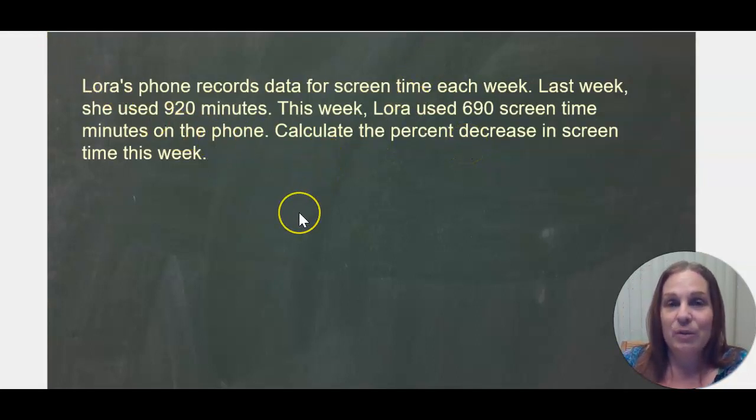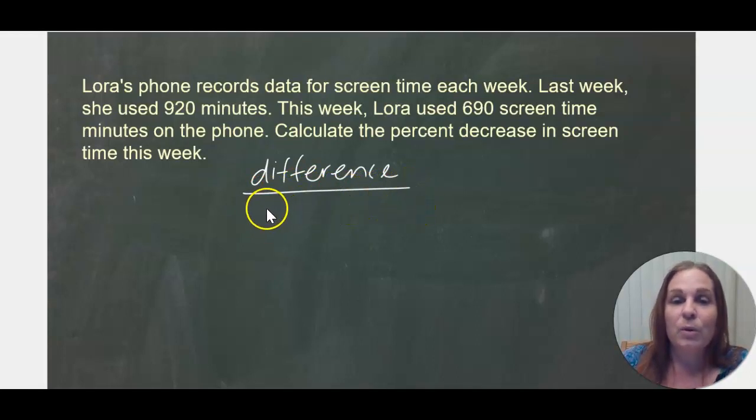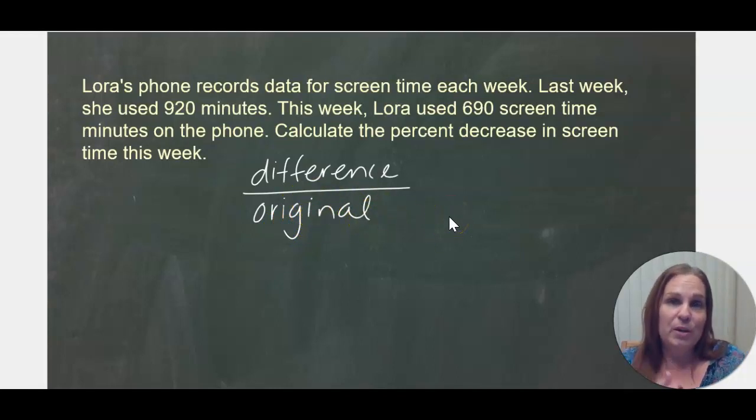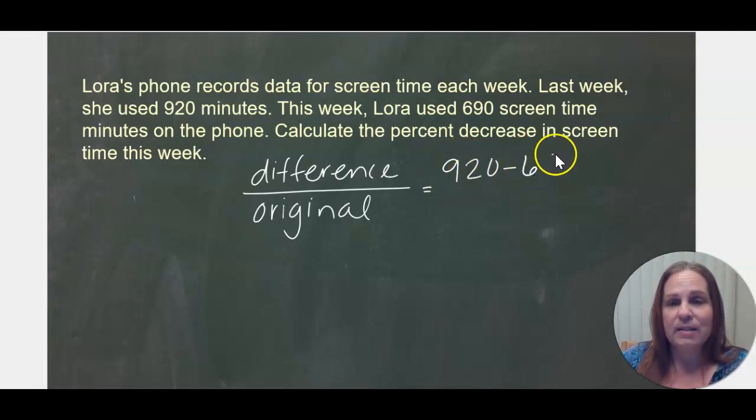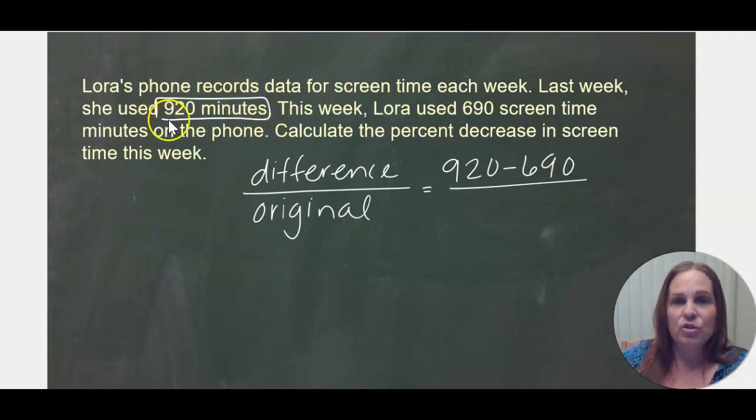So this is very similar to the first problem we did, which was percent of error. So we're still going to have the difference on the top, but on the bottom, instead of actual, we're going to have the original, right? Because we have one original measurement and then a new second measurement. So we're always going to do the difference on top and then the original measurement on the bottom. So on top, I've got 920 minus 690, and on the bottom, originally, she used 920.